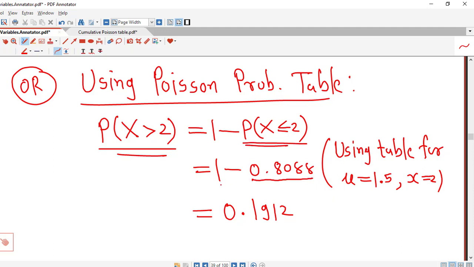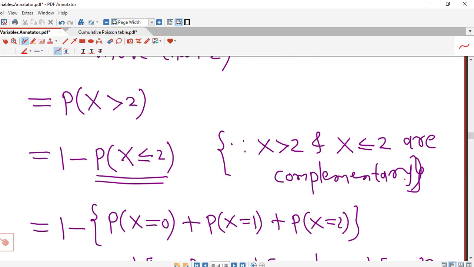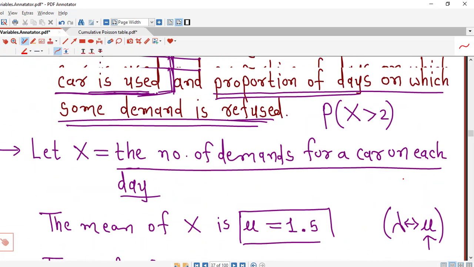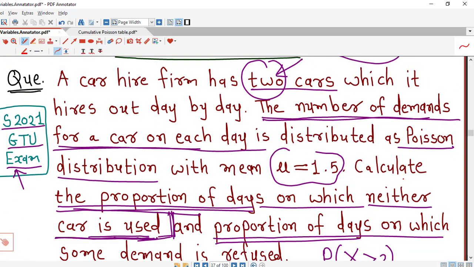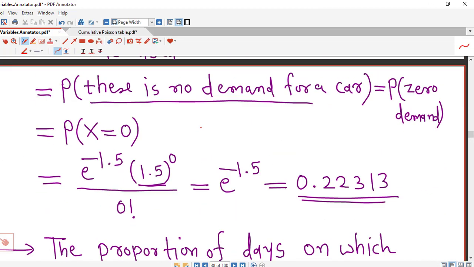Here we have to just do this calculation if we are using the cumulative Poisson probability table. In this way you can solve this type of problems, or answer this type of questions. Here they have already given that this is a problem of Poisson distribution, so all you have to remember is the probability mass function of Poisson distribution, and you can answer the required probabilities.